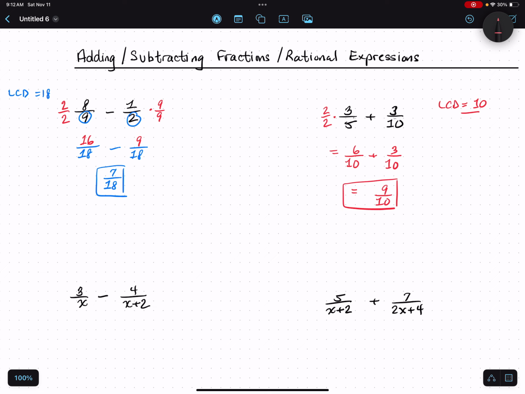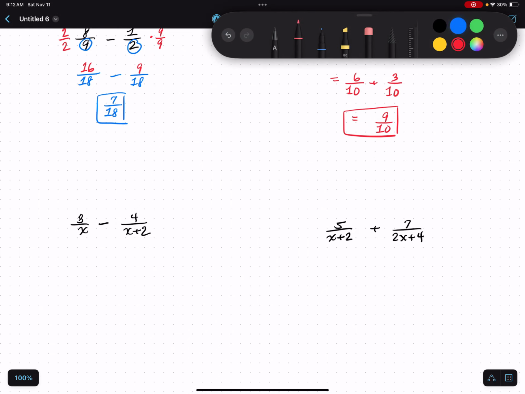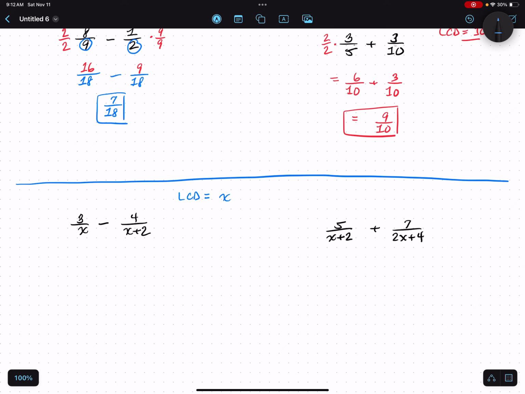So how does this affect our work when we have variable denominators? And the key is always going to be factoring, which is why factoring is so important. One of the many reasons that factoring is pretty important. So let's take a look at this one on the bottom left here. 3 over x minus 4 over x plus 2. I'm just going to draw a line here so we know that we're in the bottom half of this now. So x and x plus 2 do not share any common factors. So using the same idea, we're going to say that the LCD is x times x plus 2.